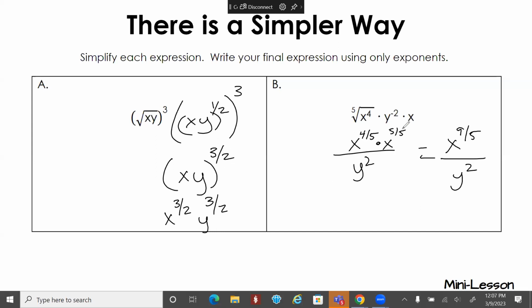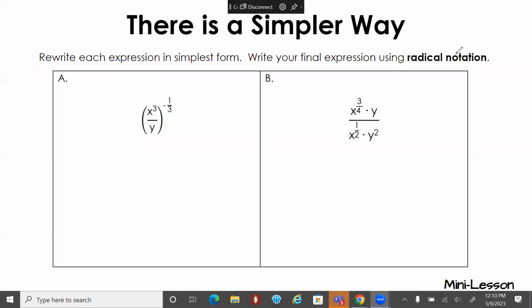Yep, that 5 over 5 comes from the fact that this is to the 1st power, and we need the denominators to be the same. So when we have a negative exponent, we're going to flip our chicken. Watch what's going to happen. We're going to have y over x to the 3rd, and we're going to raise it to the positive 1/3 power.